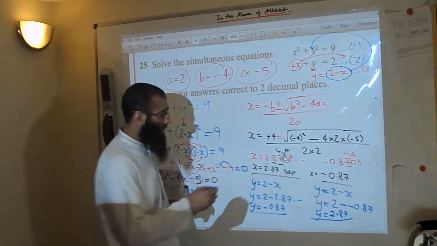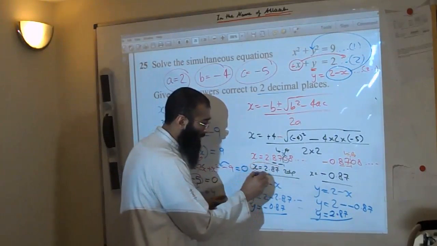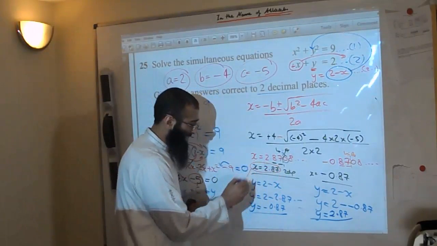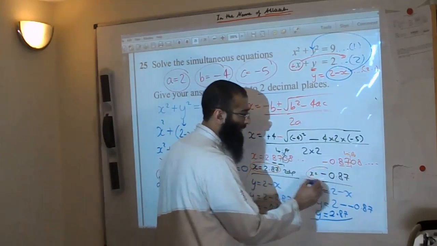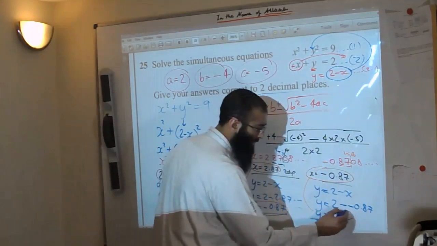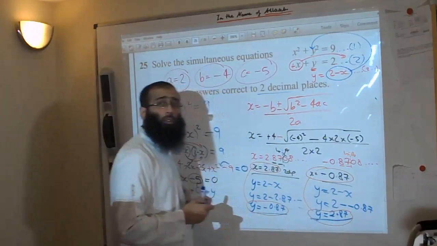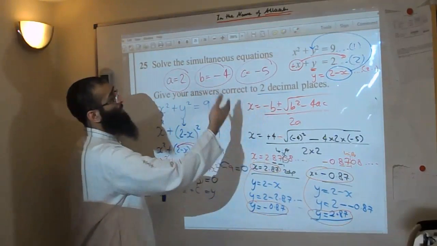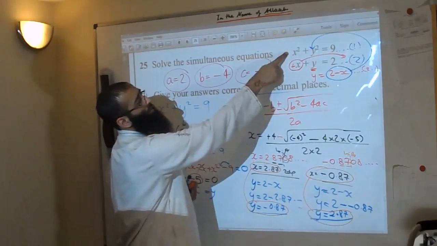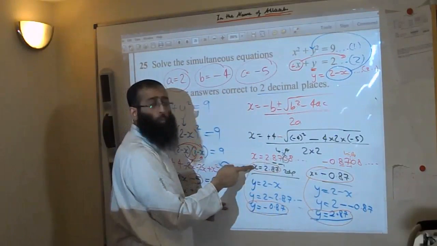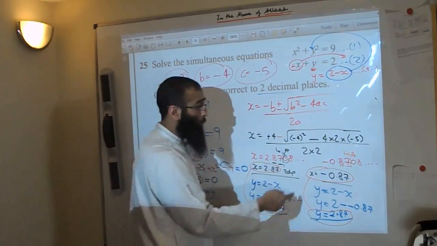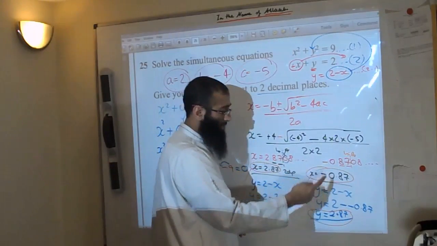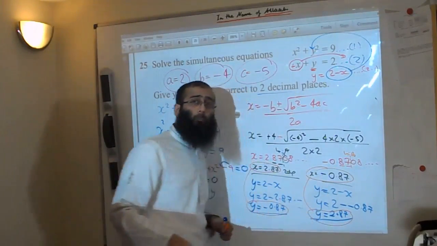So just to quickly circle them, here's my first x value and its corresponding y value. Here's my second x value and here's its corresponding y value. So the solutions to this simultaneous equation, this and this, are x equals 2.87 and y equals minus 0.87 to 2 decimal places, or x is minus 0.87 and y is equal to 2.87.